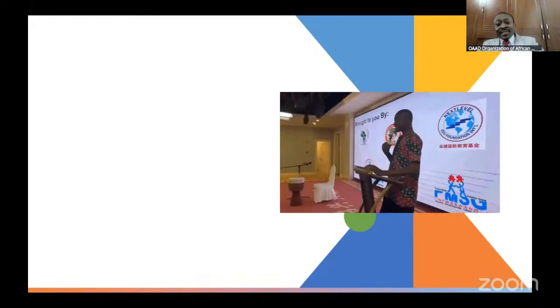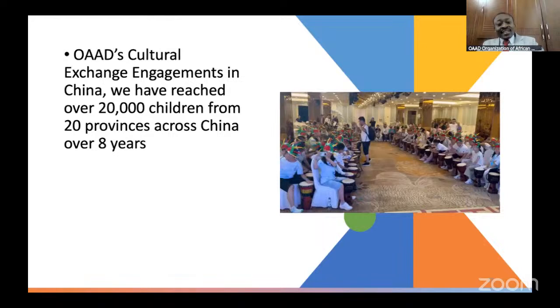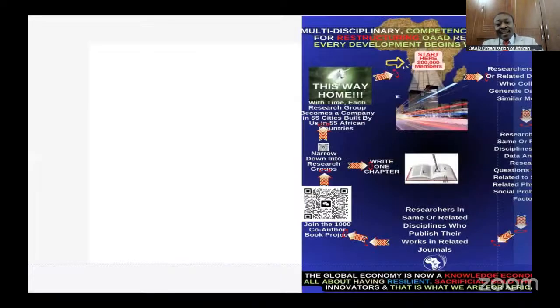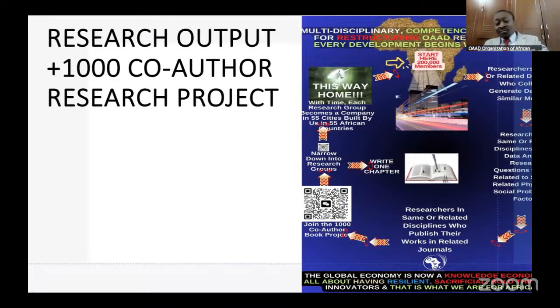And this is just one of the engagements we have. The engagement we've had allowed us to engage with over 20,000 children and teachers across over 20 provinces in the past 8 years, with the most professionals being taken along. And this is our 1,000 co-author book project and paper research project, which we'll be working on. We've put the structures in place.